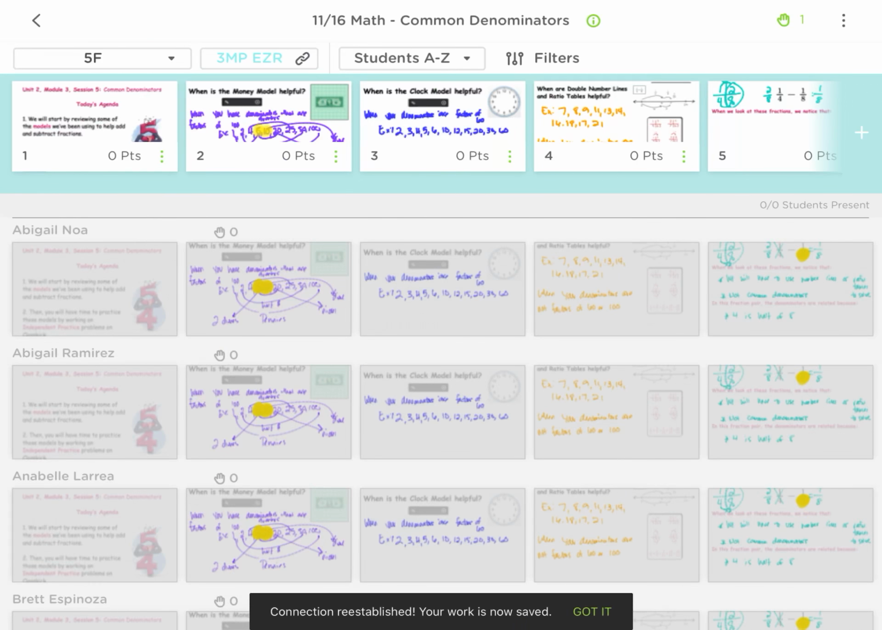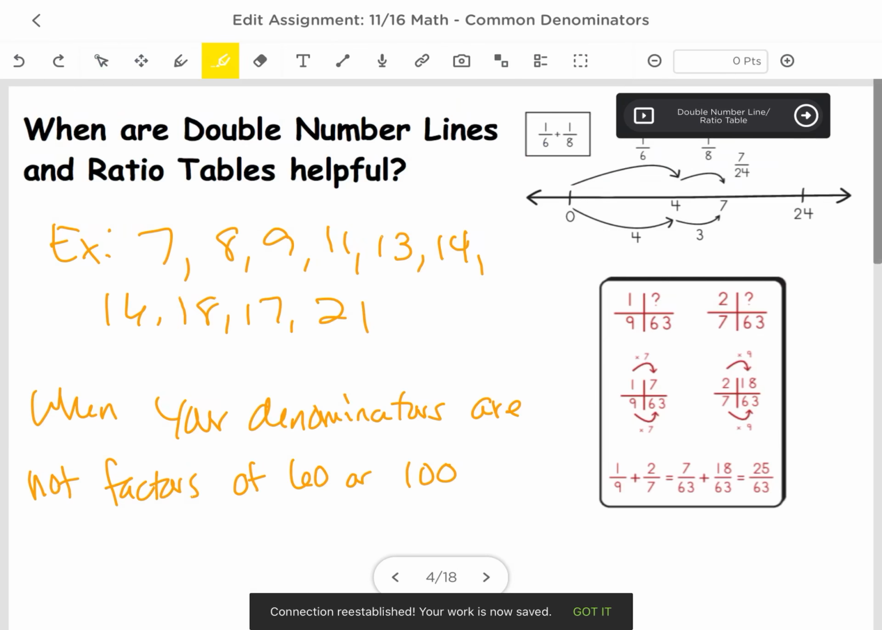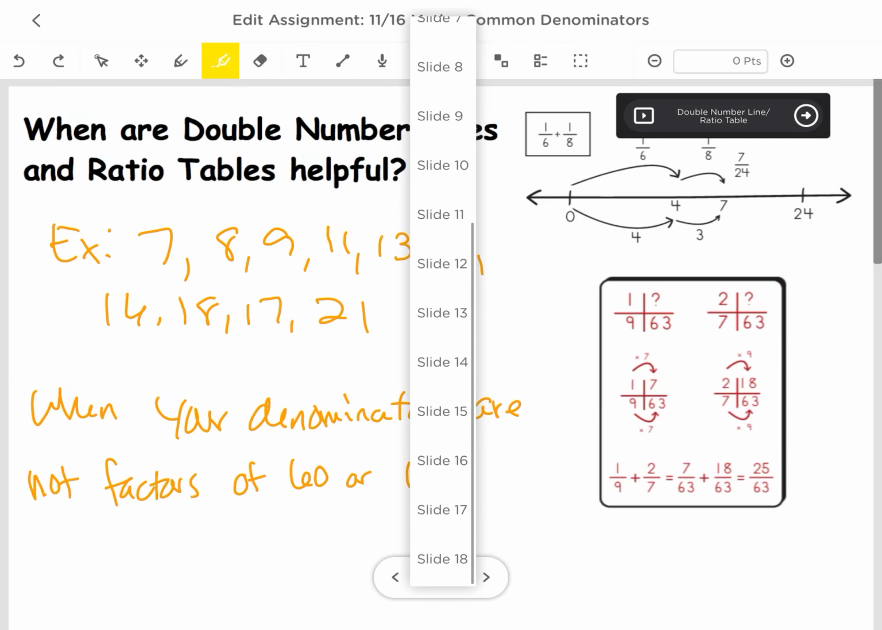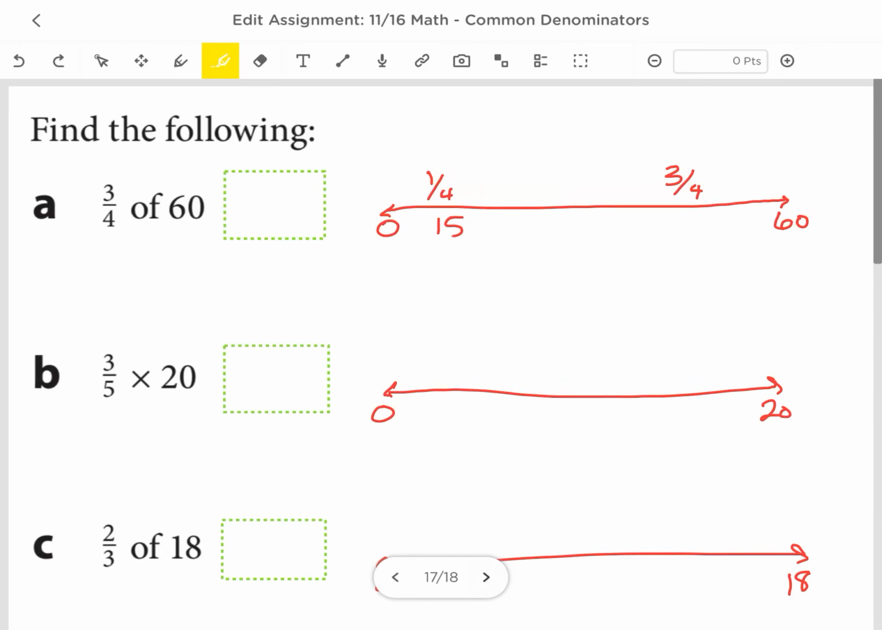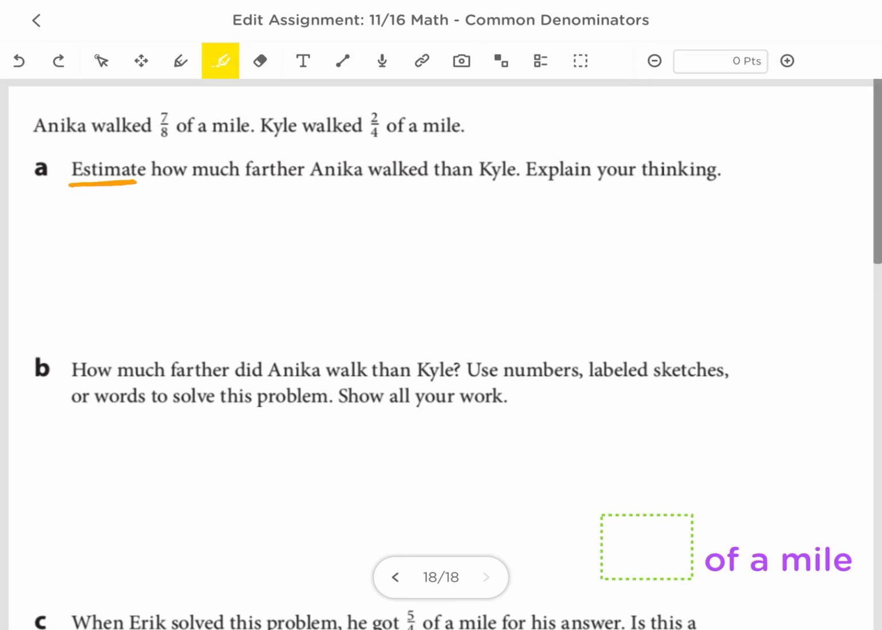Okay, now what happens when we have denominators that don't work with clocks or money? Well, that's when double number line and ratio table comes into play. And this is when one of the denominators doesn't have a factor of 60 or 100. So let's head on over to slide 18.